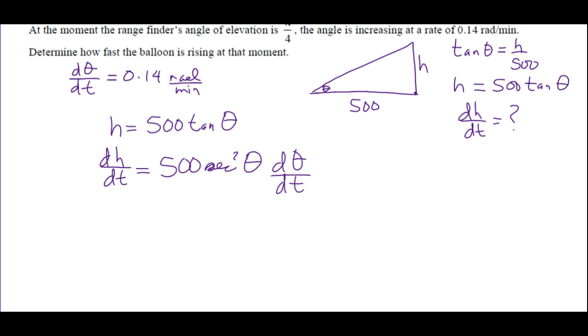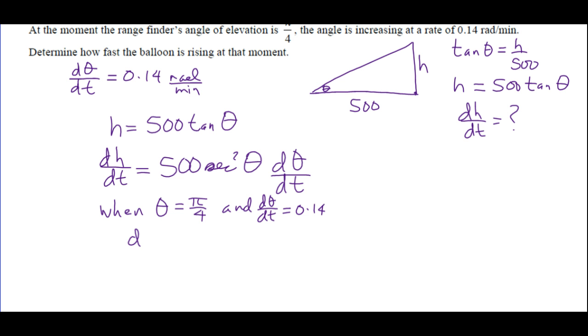So we drew a diagram, we got an expression for h, we related it to theta, we found the derivative, and now we just plug in. So what do we know? Well, when theta is equal to pi over 4, and we know that d theta by dt is 0.14, then we plug that in.